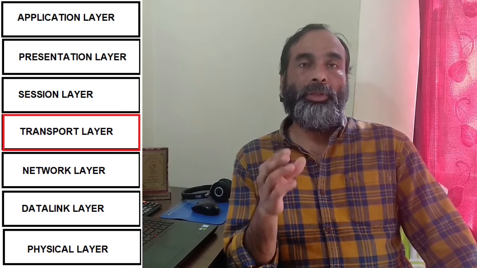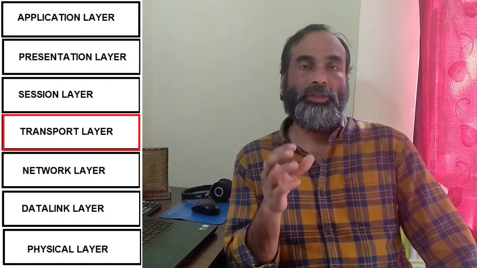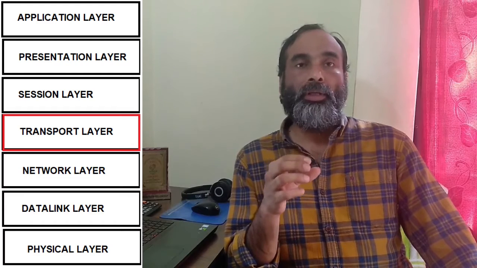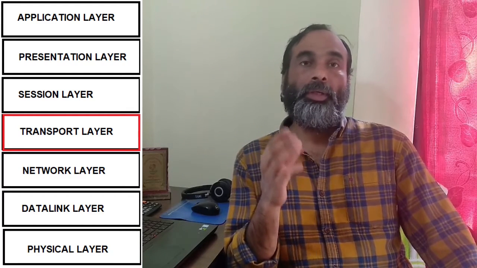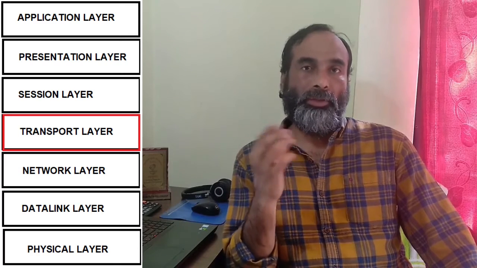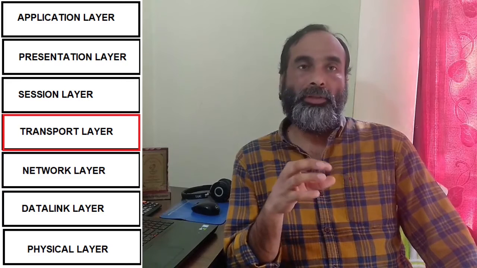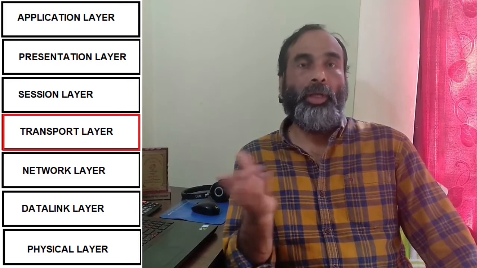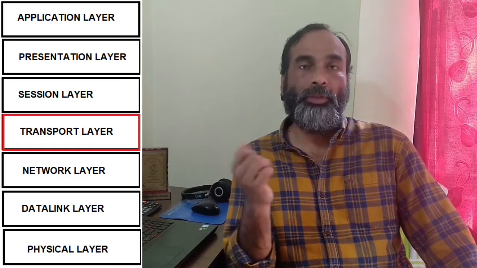TCP gives you feedback on whether the data has reached successfully from the sender's computer to the receiver's computer. But UDP doesn't give you any feedback like that. It may reach the destination successfully, or it may not reach. So that is the difference between TCP and UDP.